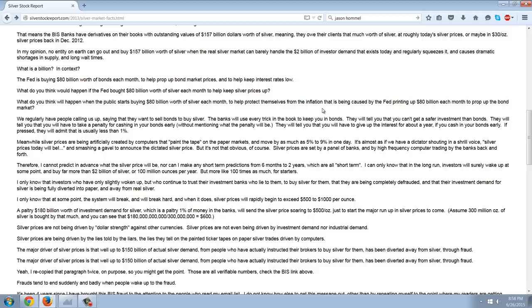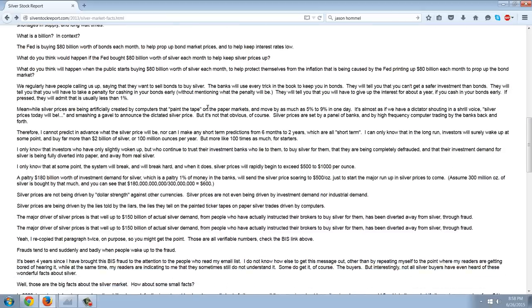What do you think would happen if the Fed bought $80 billion worth of silver each month to help keep silver prices up? What do you think will happen when the public starts buying $80 billion worth of silver each month to help protect themselves from the inflation that is being caused by the Fed printing up $80 billion each month to prop up the bond market?